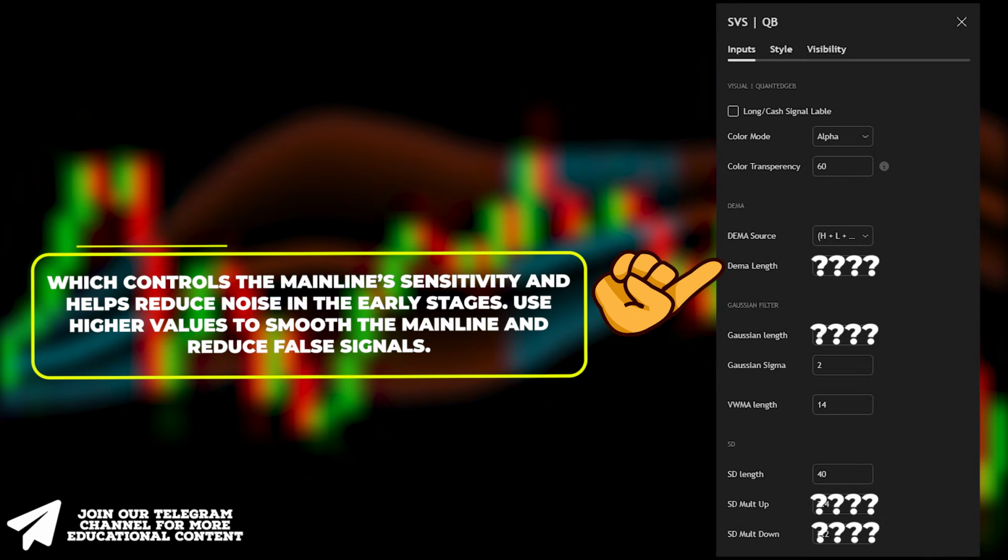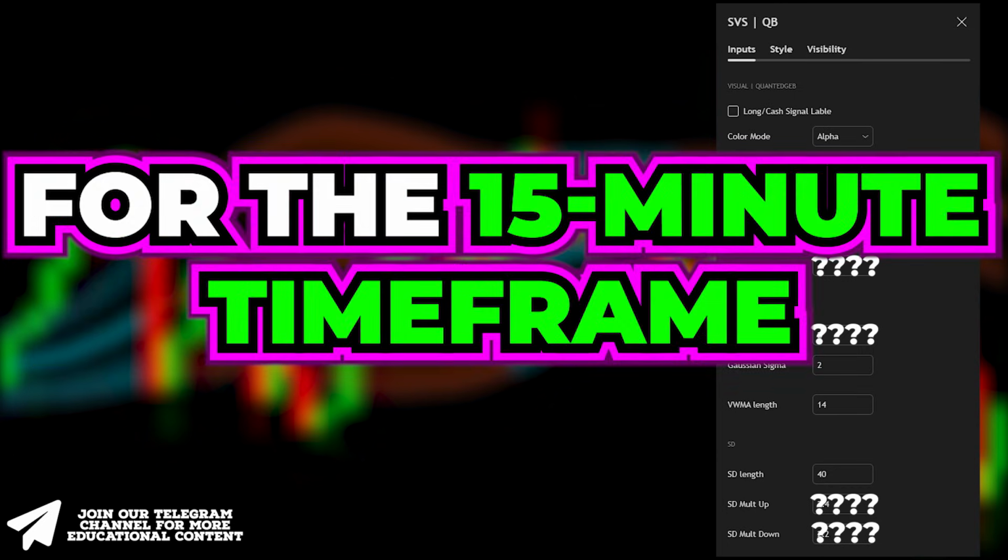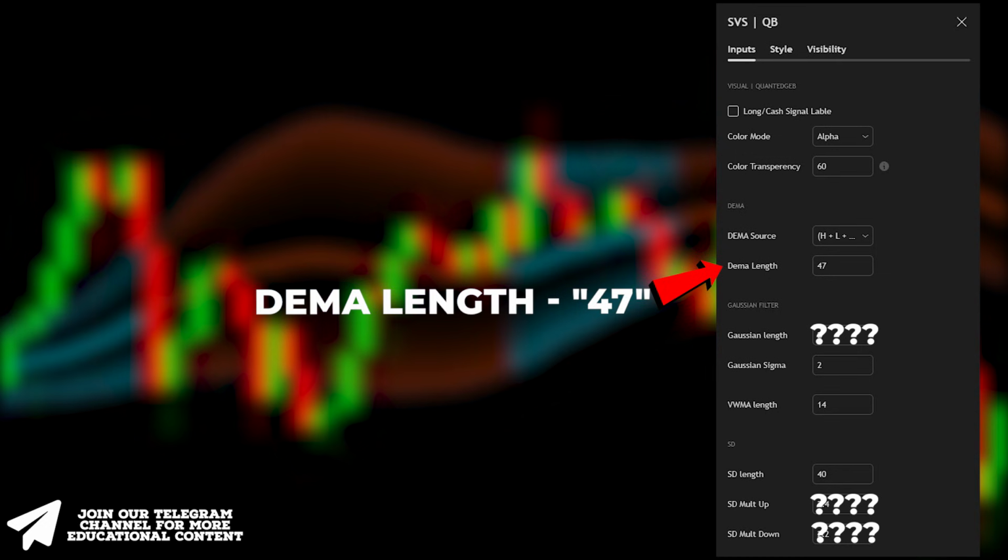The next parameter in this group is the DEMA length, which controls the mainline sensitivity and helps reduce noise in the early stages. Use higher values to smooth the mainline and reduce false signals. For the 15-minute time frame, we set the value to 47.